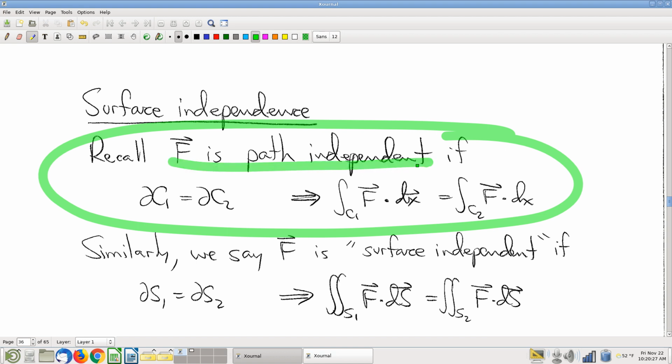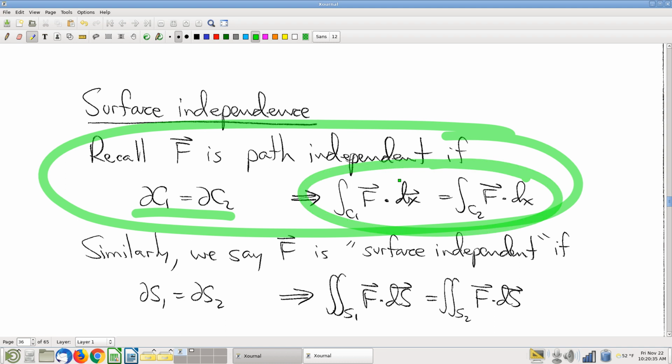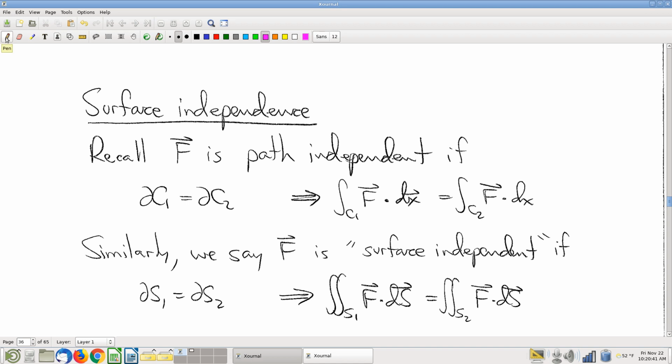Some vector fields have this remarkable characteristic that as long as two curves start at the same point and end at the same point, the line integral is going to be the same. Right, no matter what. And this seems super weird right up until the point where you think about gradient fields. If that's the gradient of some function, well, then of course these integrals are equal.